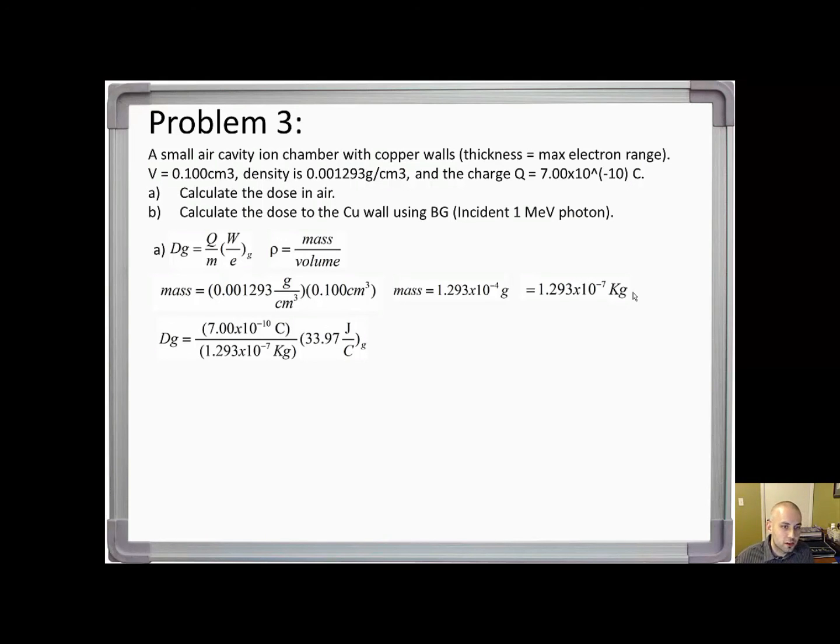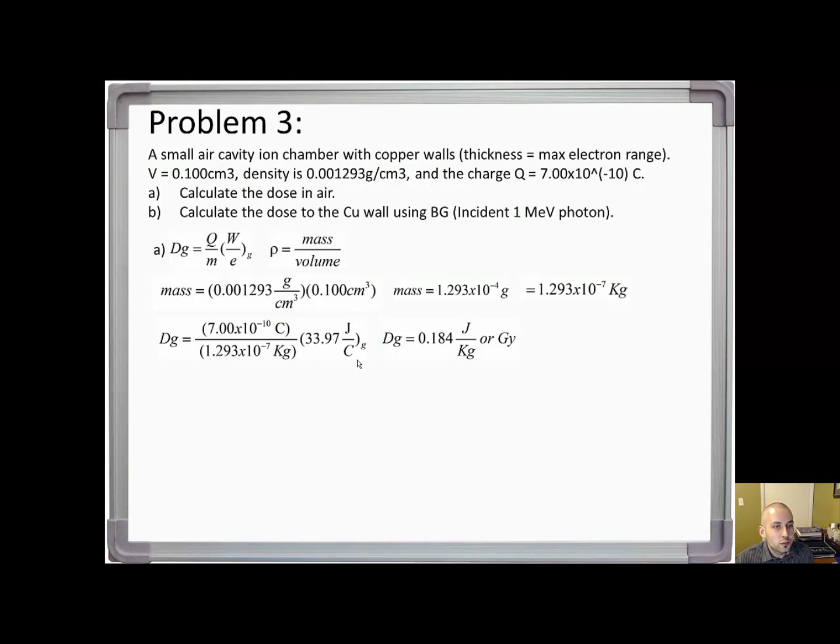So now let's go ahead and plug in our units here. We have our charge measured. Plug that in. We have our mass now. And our constant, W over E, which is 33.97 joules per coulomb. We go ahead and cancel out the coulombs. We get 0.184 joules per kilogram, or gray, of course.